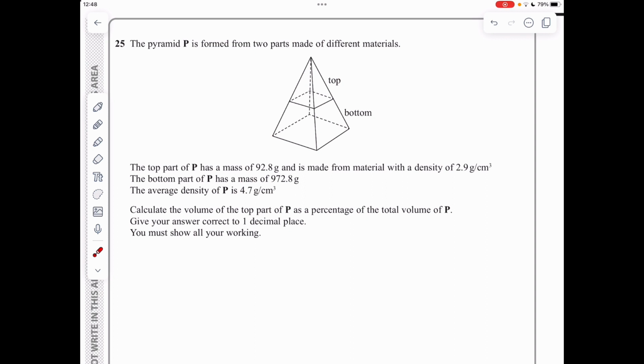In 25, we've got a pyramid P formed by two different parts. They are made from different materials. We have the mass of the top part and the bottom part. We've got the density of the top part and the average density overall for the whole pyramid. And we need to calculate the volume of the top part of P as a percentage of the total volume of P. So I will start by reminding ourselves that density is mass over volume, and this can be rearranged to give us that volume is mass over density.